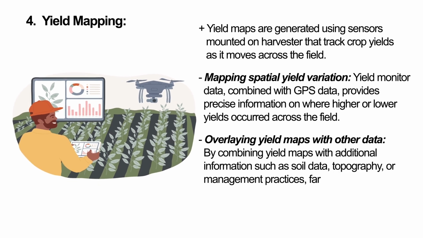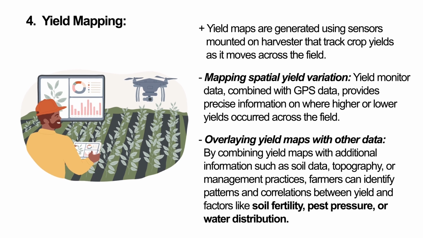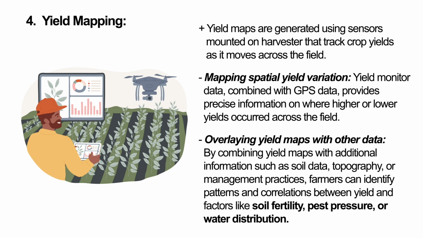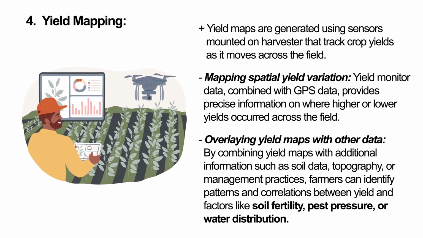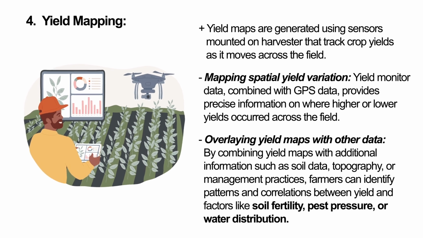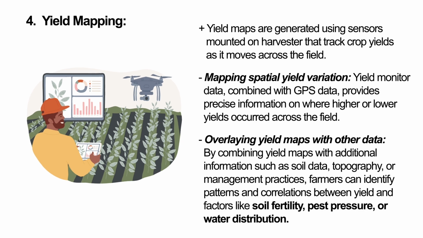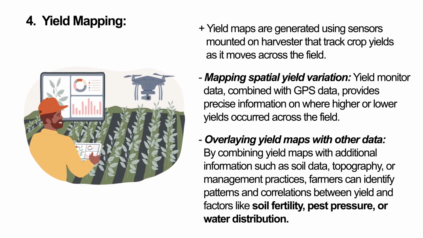By combining yield maps with additional information such as soil data, topography, or management practices, farmers can identify patterns and correlations between yield and factors like soil fertility, pest pressure, or water distribution. This process helps optimize future inputs like fertilizers or seeds and improves decision-making for planting strategies, crop rotations, and overall field management. Fifth, pest and disease management.